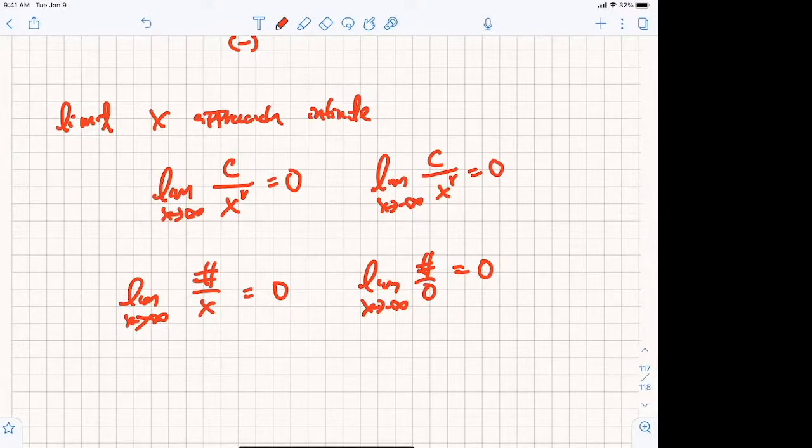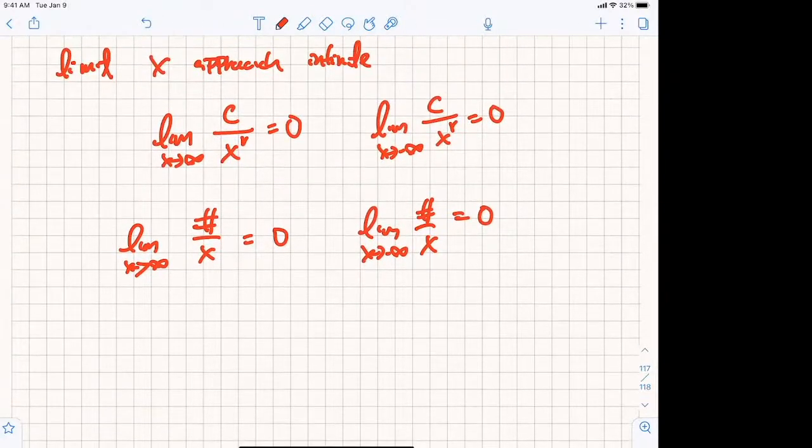This is x. This is negative infinity. So it'll be 1 over negative 2, 1 over negative 3, 1 over negative 10, 1 over negative 1,000. It's still going to 0 regardless of what happens. Okay, so that's limit as x approaches infinity.